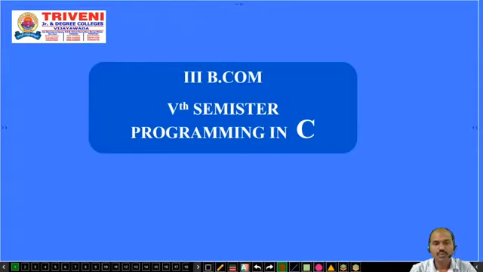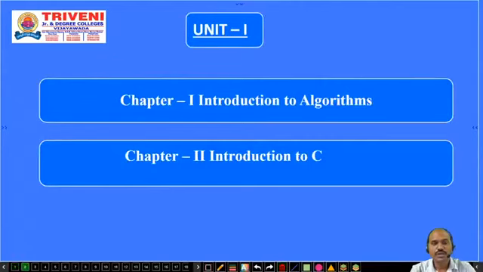Today we are discussing programming in C language. This subject is from the 3rd BCom Computers, 5th semester. For this subject we are going to the first unit. What is the first unit for this entire subject? In the first unit, there are two chapters. The first chapter is introduction to algorithms. The second chapter is introduction to the C language.